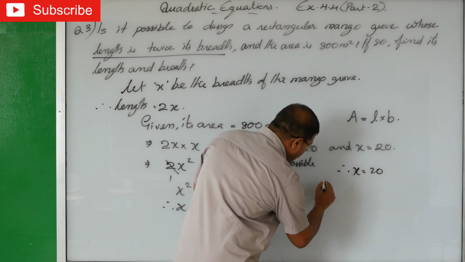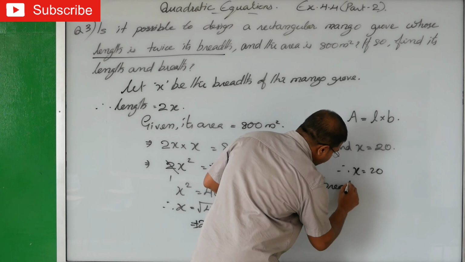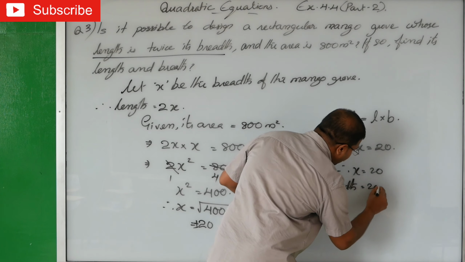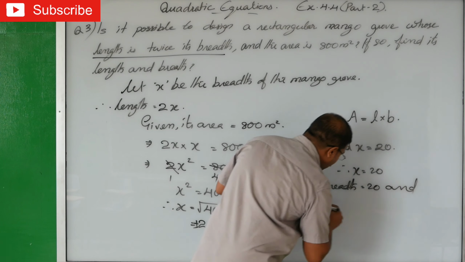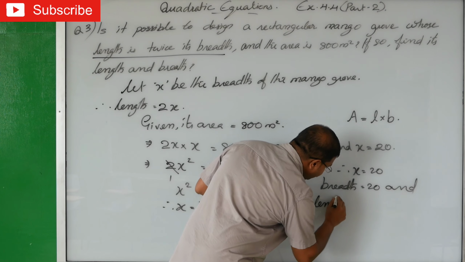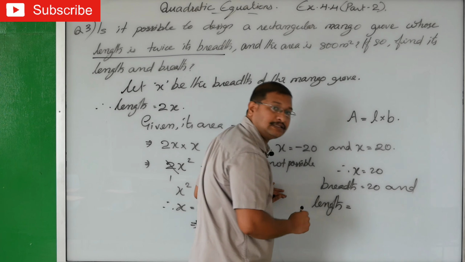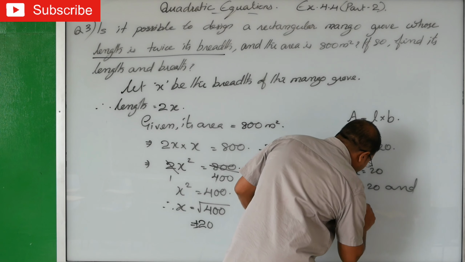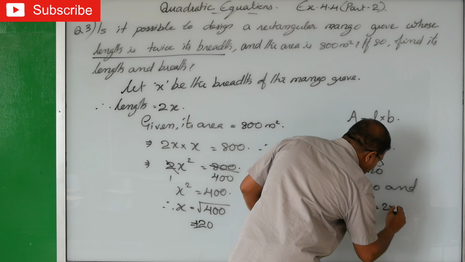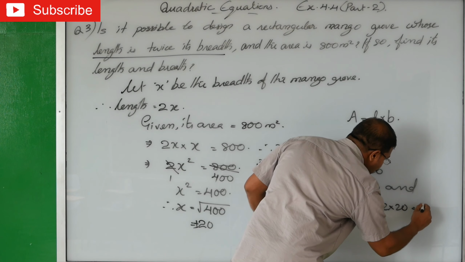That means breadth equals 20 and length equals what you will write? Length equals 2x equals 2 into 20 equals 40.